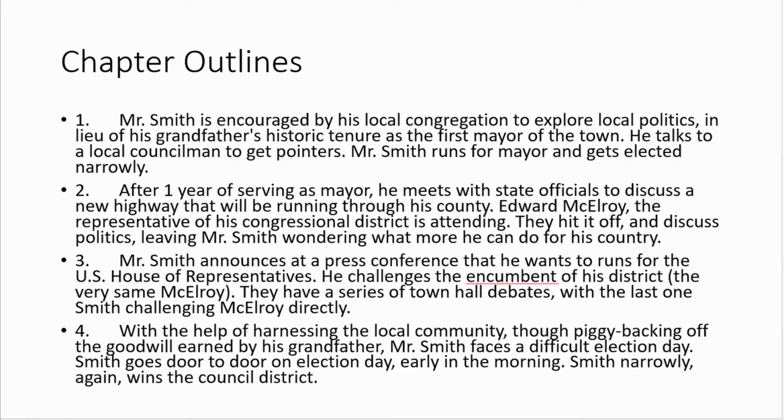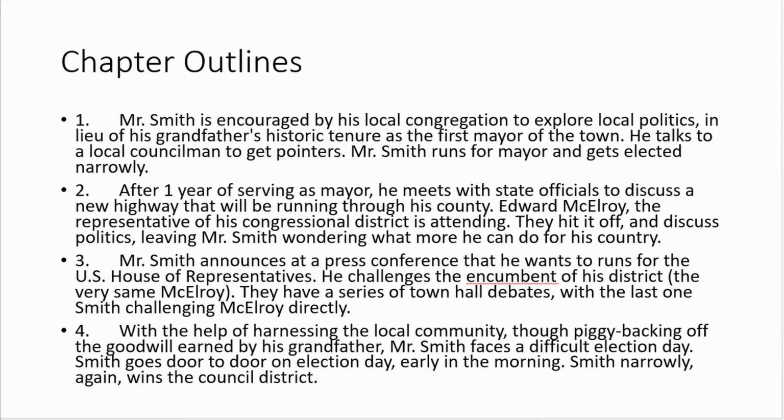Smith is encouraged by his local congregation to explore local politics in lieu of his grandfather's historic tenure as the first mayor of the town. He talks to a local councilman to get pointers. Mr. Smith runs for mayor and gets elected narrowly.